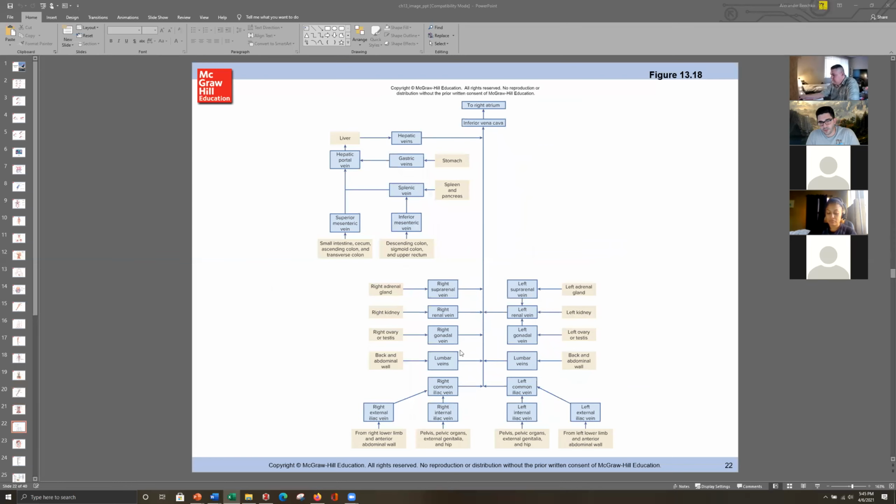All right. There are some other flow charts. There are not as many for the veins, but you can definitely make these yourselves as a great study tool.